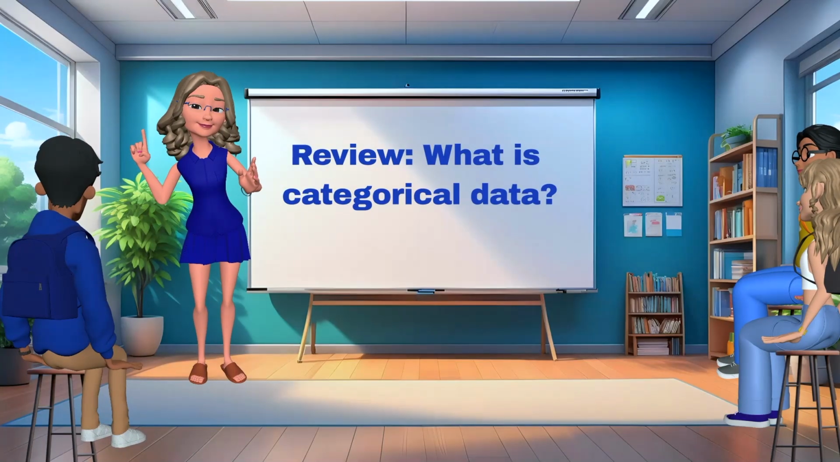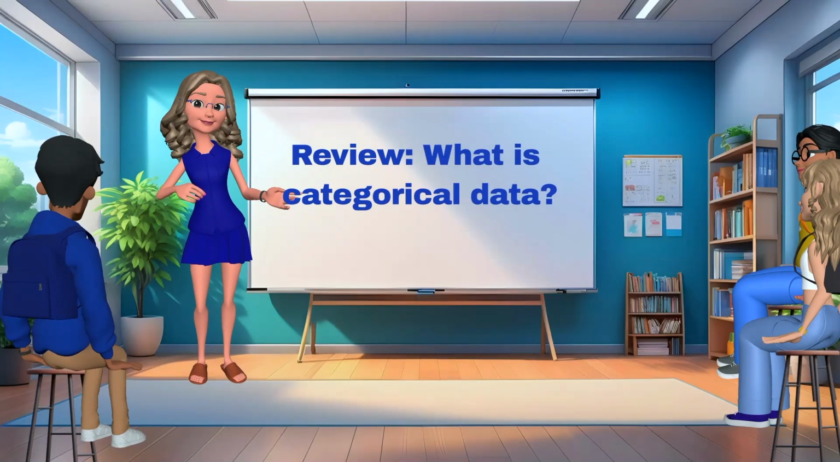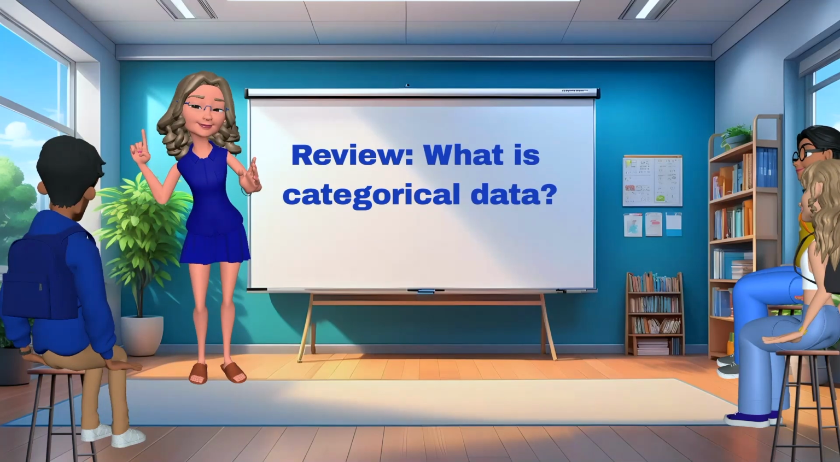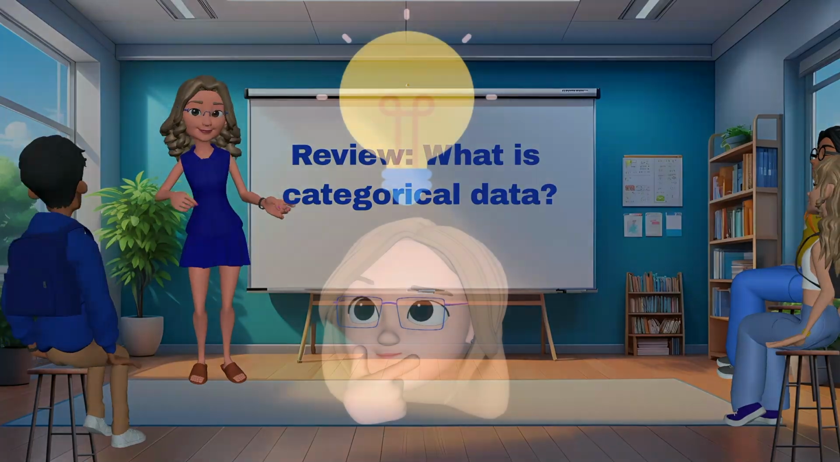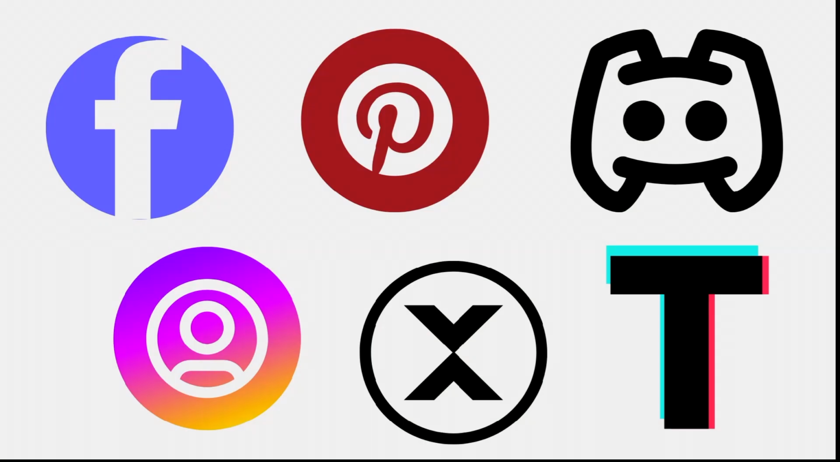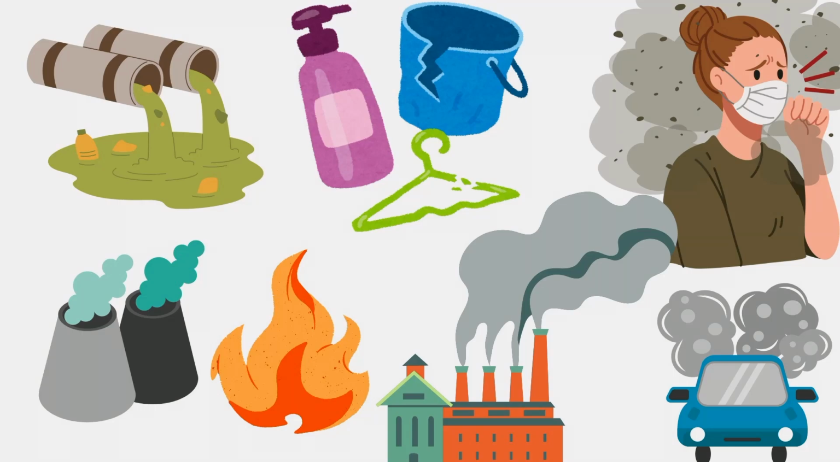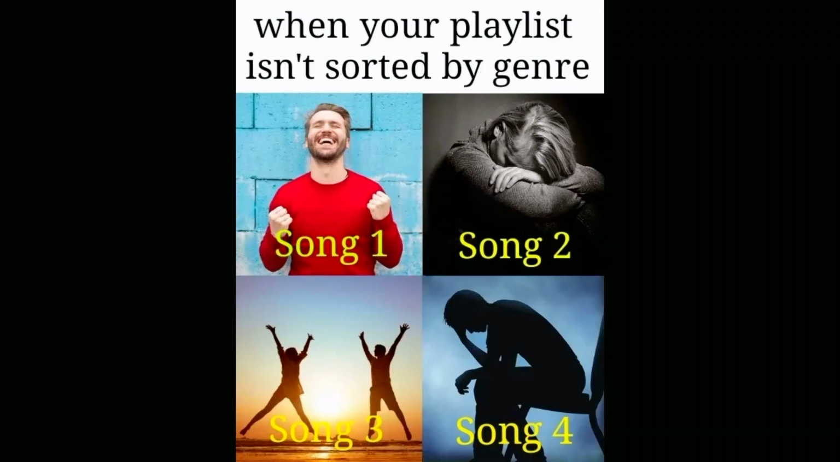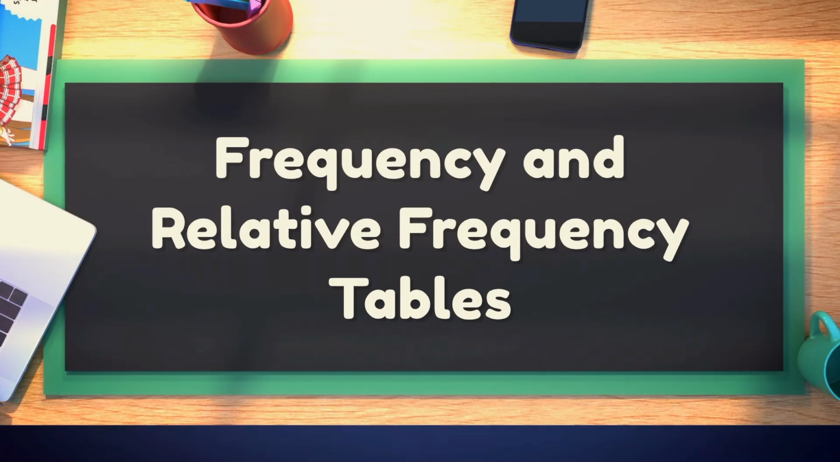First, let's recap what categorical data is. Categorical data refers to variables that can be divided into groups or categories. Think of things like your favorite social media platform, types of pollution, or categories of waste we generate. It's like sorting your music playlist into different genres, but for data.